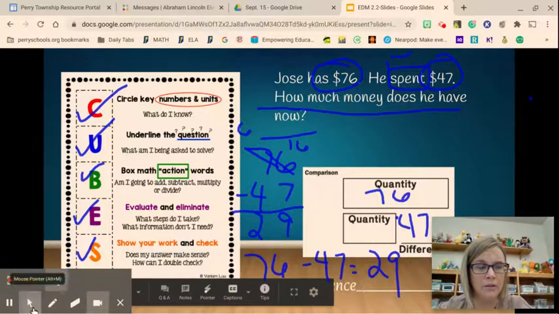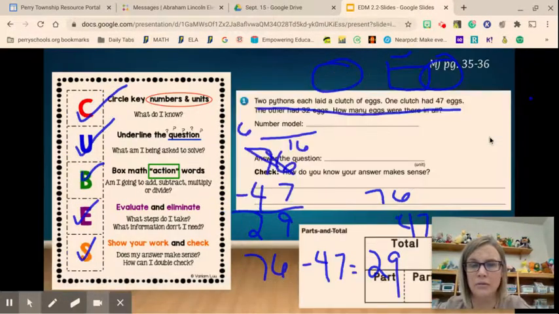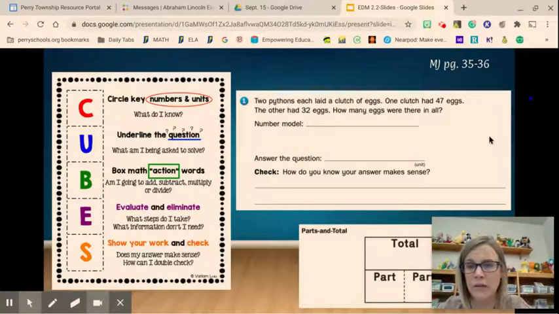Going to look at another example. This is actually in your math journal, pages 35 and 37. So you want to get your book out and work in your math journal along with me, so that you can follow along and have the answers in your book. The first one says: 2 pythons each laid a clutch of eggs. One clutch has 47 and the other has 32. How many eggs were there in all?